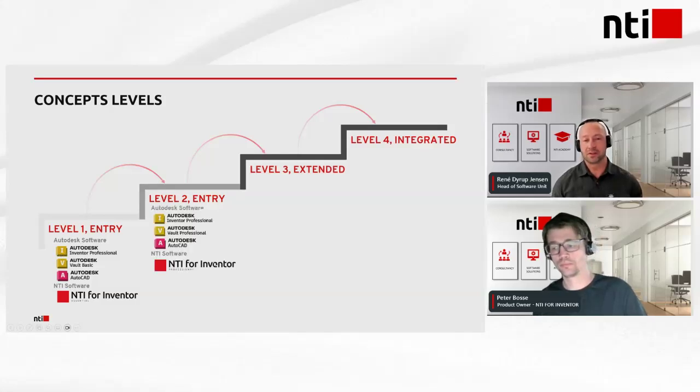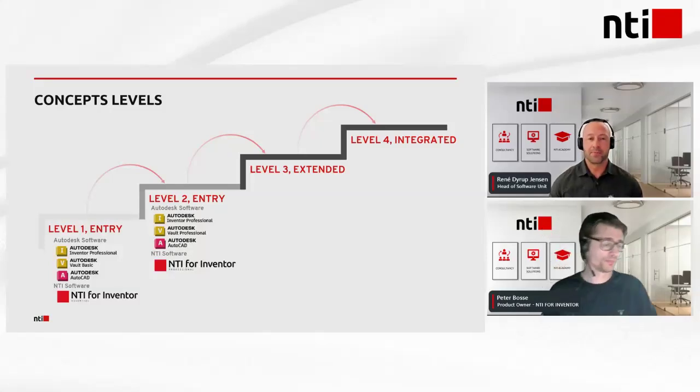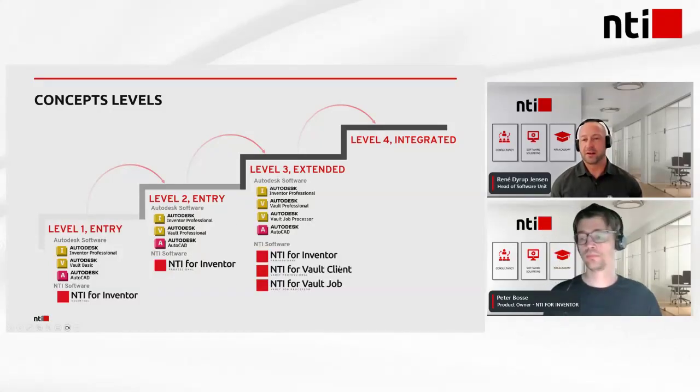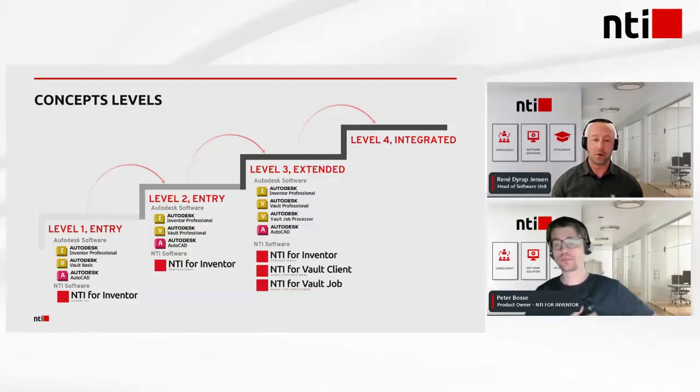And if we move up these different stairs, we will exchange some of the products. So on step 2, we have Vault Professional, and we have NTI for Inventor Professional as well. So here we begin to have the semi-automatic approach, where we could do event-based publish of files, for example. With the extended level, we move forward towards the automatic approach. So we have Vault Professional, we have the Autodesk Vault Job Processor, but we also have the NTI for Client and NTI for Job on top of it, to ensure that when we begin to use a lifecycle approach inside Vault, we are in a very controlled process.